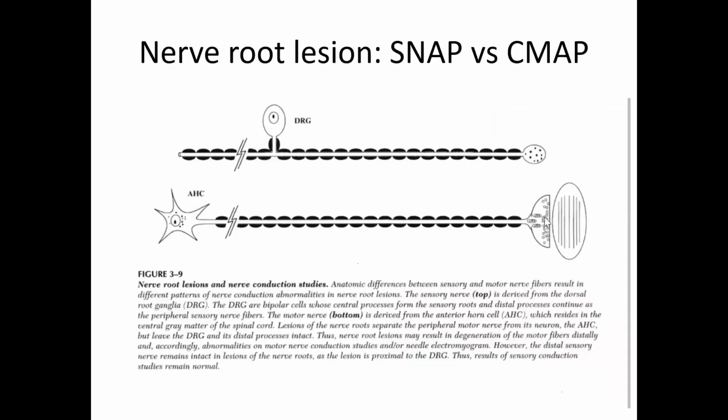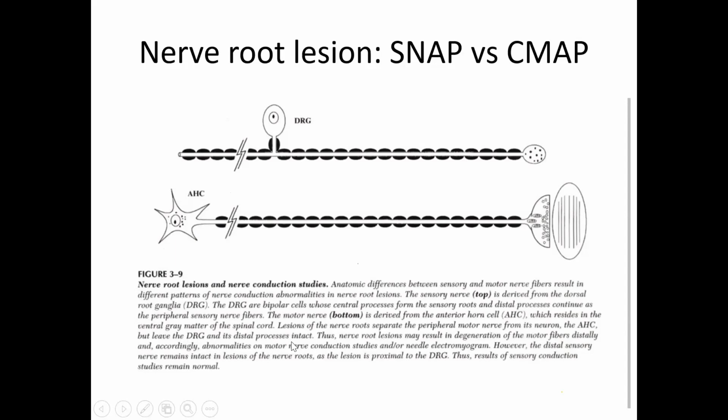So what about nerve root lesions, SNAPs versus CMAPs? Anatomical differences between sensory and motor nerve fibers result in different patterns of nerve conduction abnormalities. Sensory nerve is derived from the dorsal root ganglion, a bipolar cell whose central process forms the sensory root, and the distal process continues as a peripheral nerve fiber. The motor nerve is derived from the anterior horn cell, which resides in the ventral gray matter of the spinal cord. Lesions of the nerve root separate the peripheral motor nerve from its neuron.